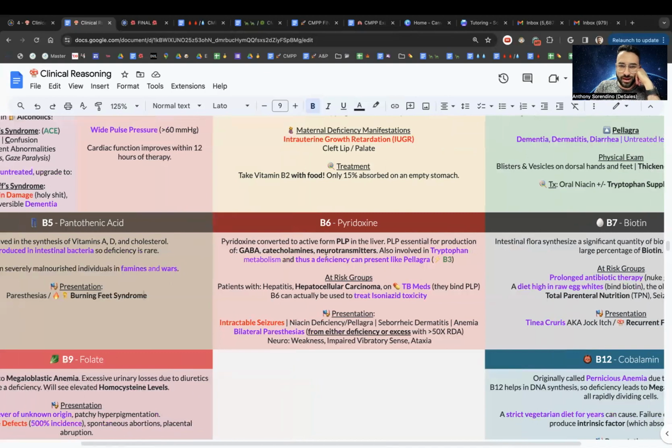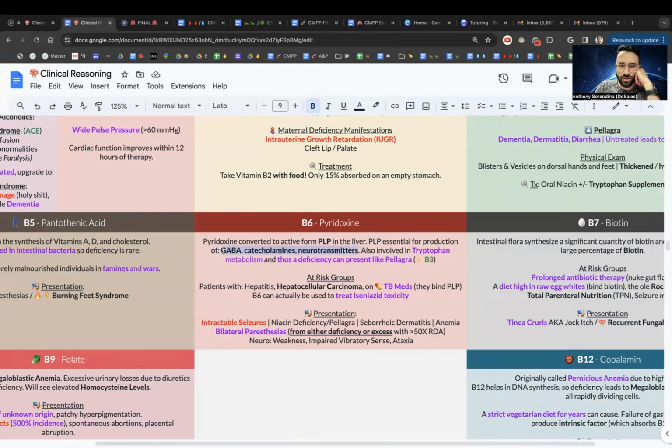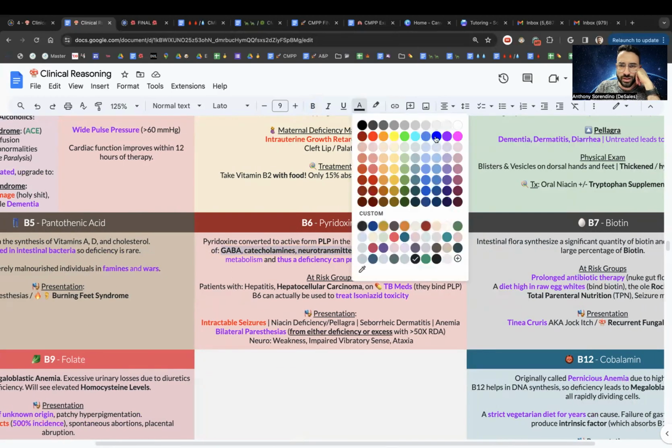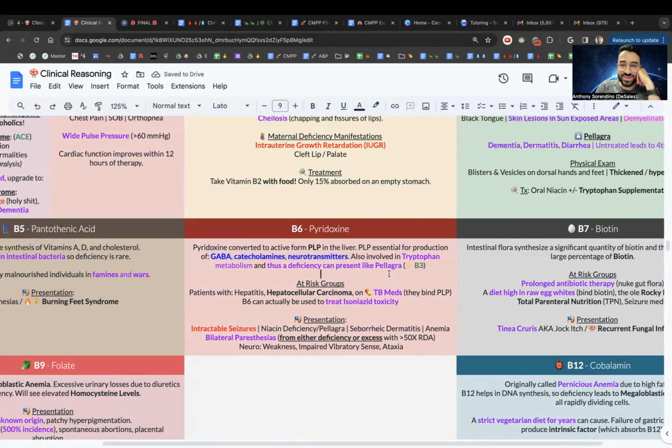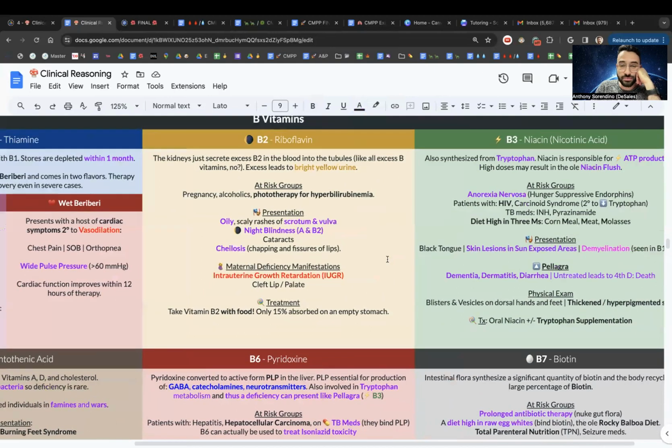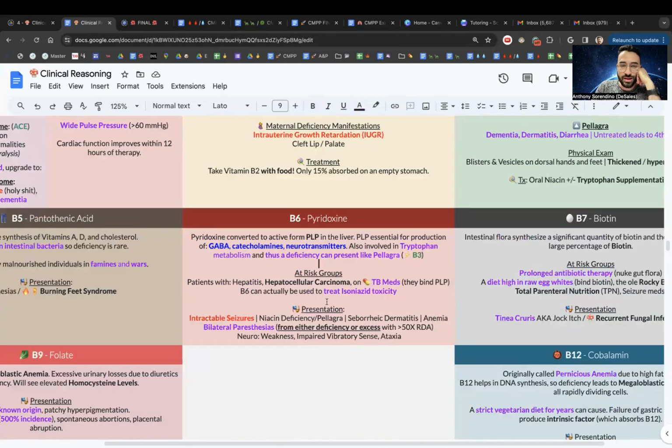All right, so B6, pyridoxine converted to active form PLP, essential for production of GABA. Yeah, I think that's pretty important. All this stuff here, we'll make that blue to stand out. Also involved in tryptophan metabolism, and thus a deficiency can present like pellagra. So you have this kind of connection between B3 and B6. Patients with hepatitis on TB meds. So yeah, B6 can be used to treat isoniazid toxicity.